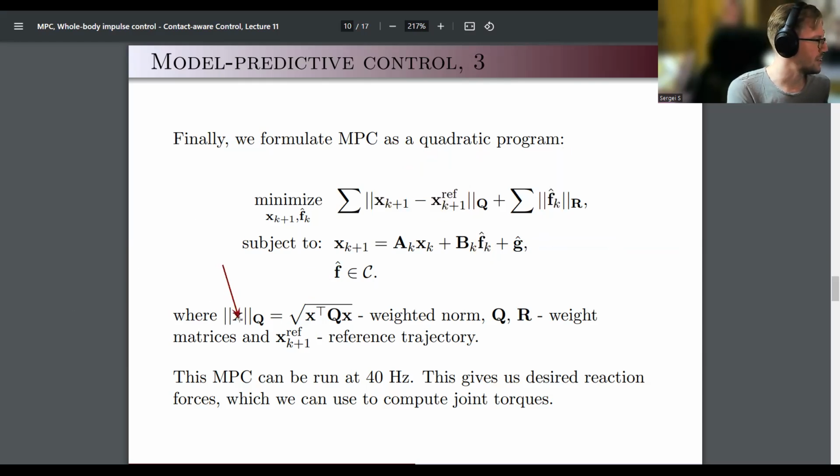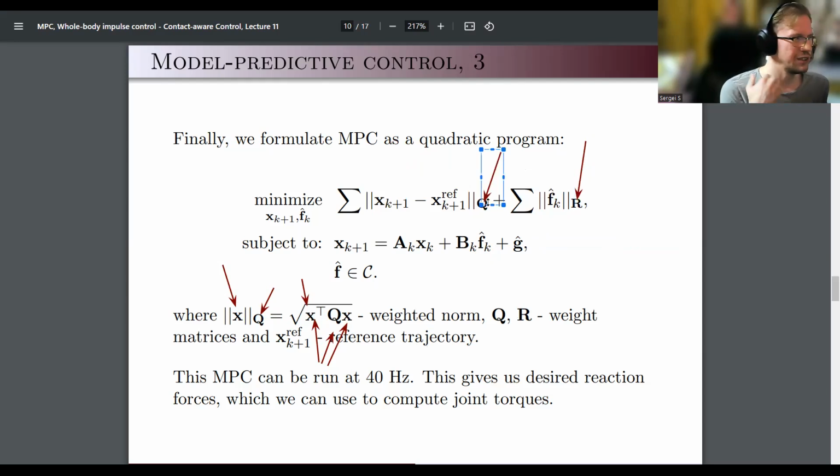Please notice that this norm here is a weighted norm with a weight matrix Q. It is defined as the square root of X transpose times Q times X. Okay, well, this is how the norm is defined. Those are weight matrices. So this formulation, Q and R, the choice of names, should remind you of LQR, right?